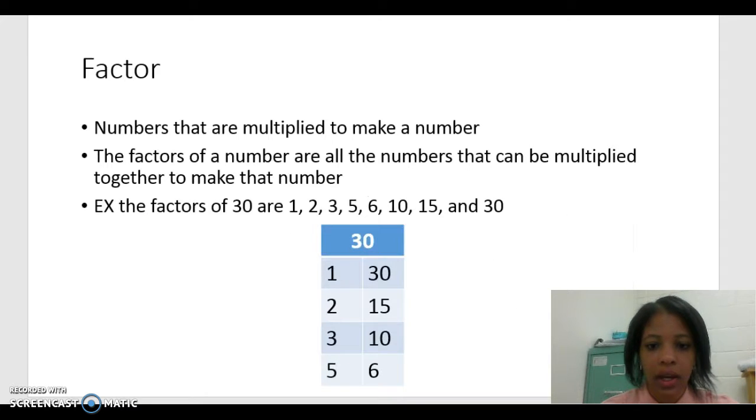In order to be able to factor, though, you need to remember what a factor is. Factors are numbers that multiply together to make a larger number. So if I'm looking at the number 30, 1, 30, 2, 15, 3, 10, 5, and 6 are all factors of 30 because they multiply to give you 30. When we're thinking about factors, you want to think about them in pairs. So 1 times 30 gives me 30, 2 times 15, 3 times 10, and 5 times 6 all give me 30. Okay?